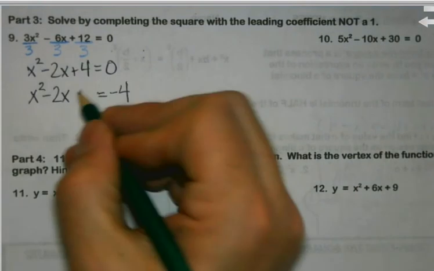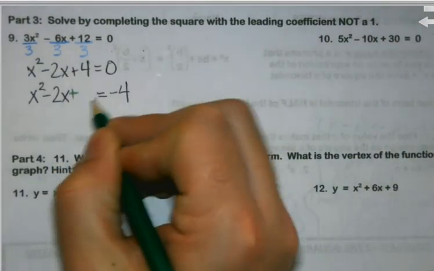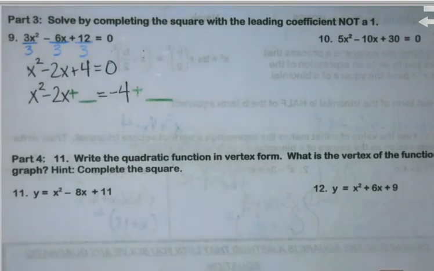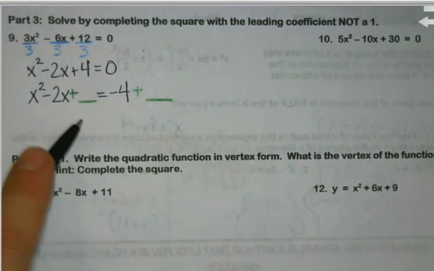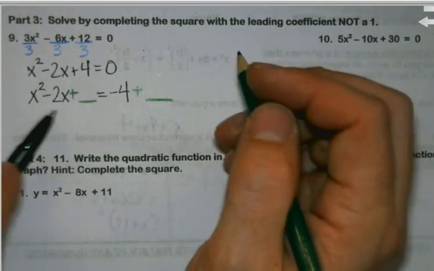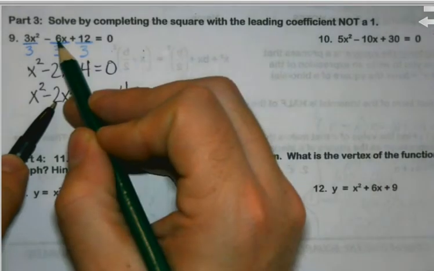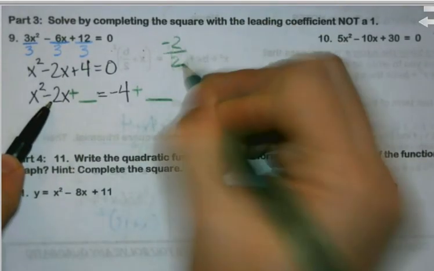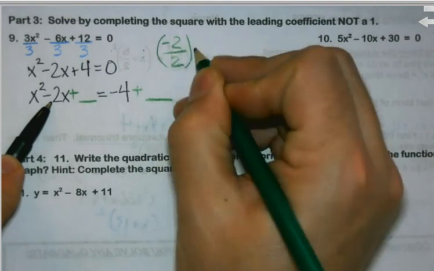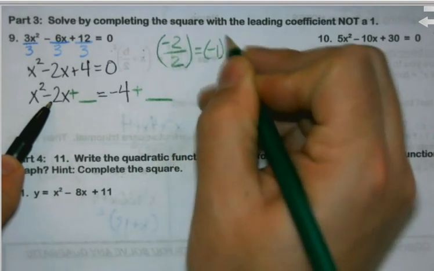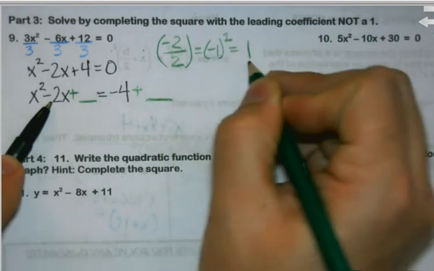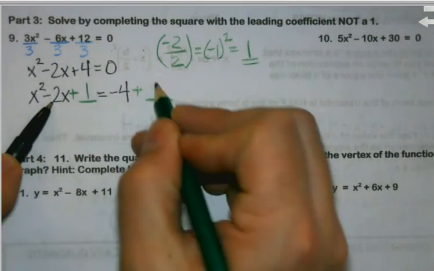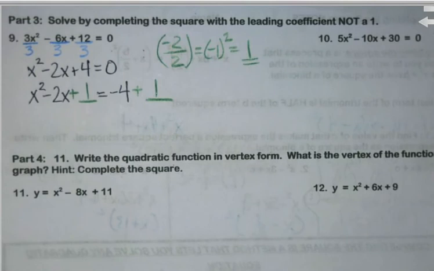Because remember, once the x's are alone, we need to find that b divided by 2 value and then square it. So in here, and again, it's once you've actually divided through, don't go back and use the negative 6. We're going to use the negative 2. So that's negative 1, and we're going to square it. And again, this value will always come out positive. So I'm adding 1 to each side.